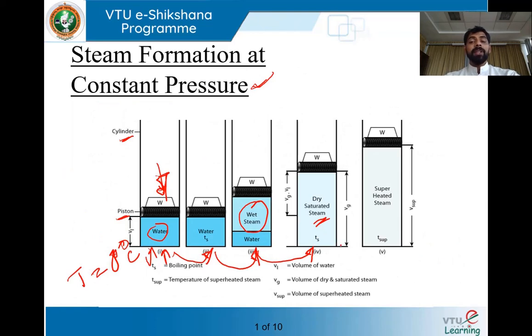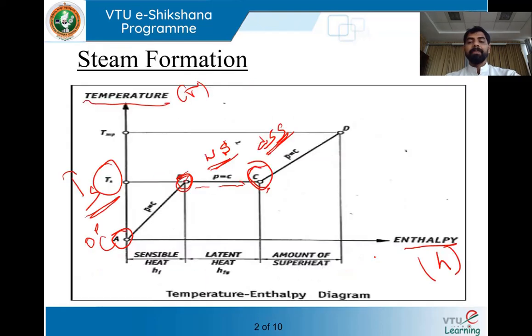So further addition of heat, what happens? It will increase the heat content of the steam, as well as increase the temperature of the steam. As we further add heat to the dry saturated steam, it will increase the quality of the steam, as well as the temperature of the dry saturated steam, to a better quality which we call superheated steam.